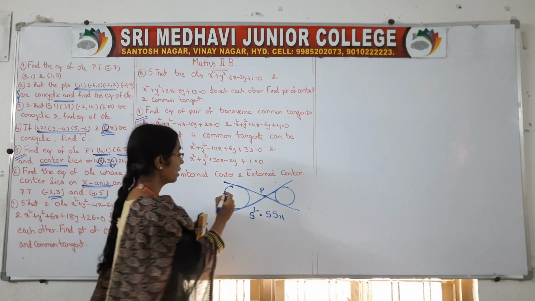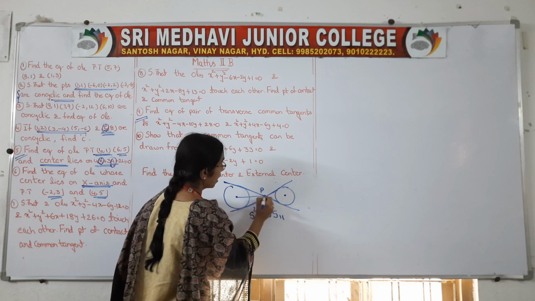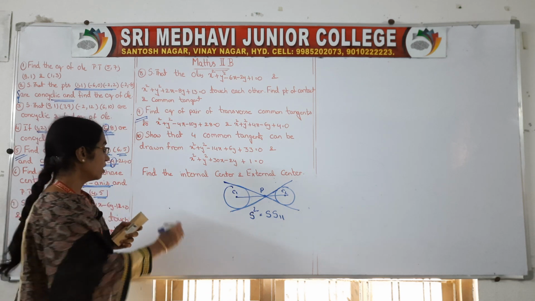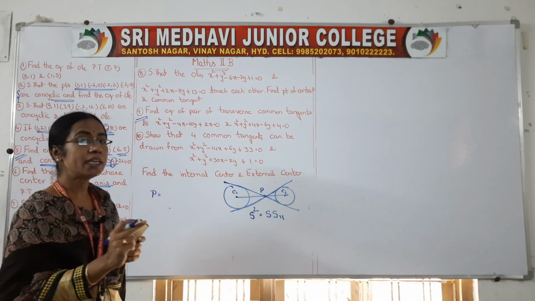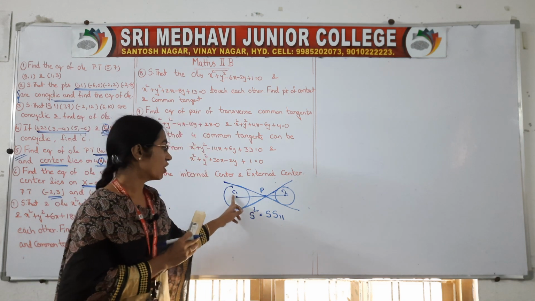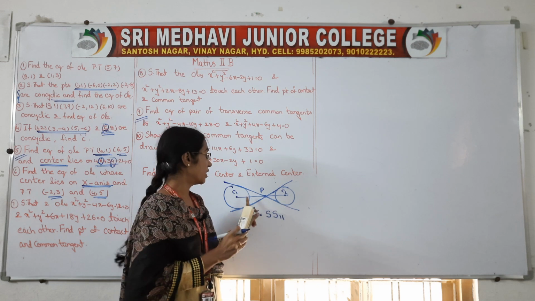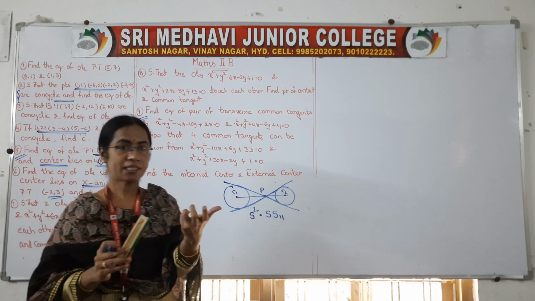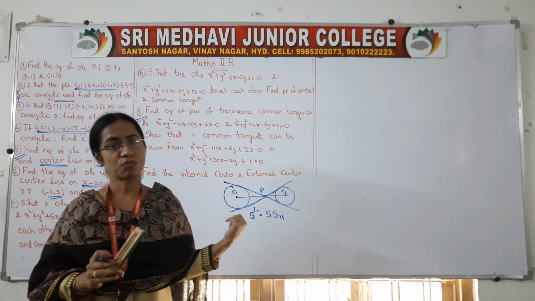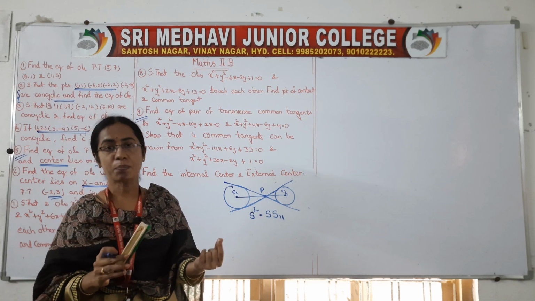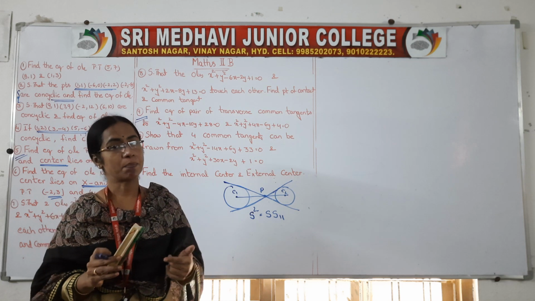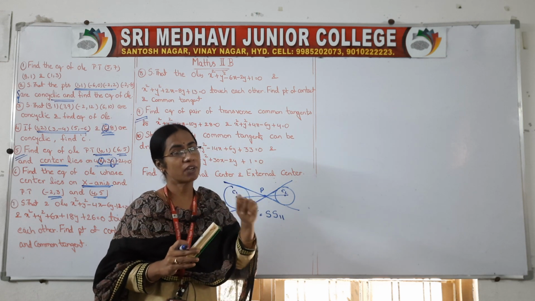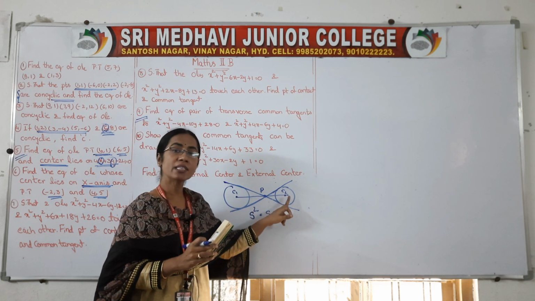How do we get this point P? Observe, P divides C1C2 internally. So first find the point P. P is the point which divides C1C2 internally in the ratio R1 is to R2, using the internal section formula, which you know very well from the previous class: (mx2 plus nx1) by (m plus n), (my2 plus ny1) by (m plus n), where m and n are the radii R1 and R2, x1, y1 is the first center and x2, y2 is the second center.